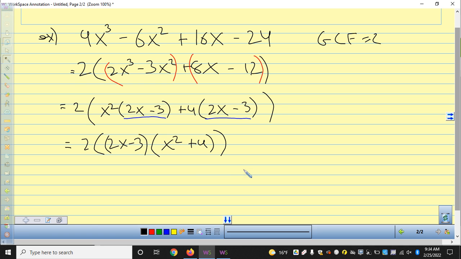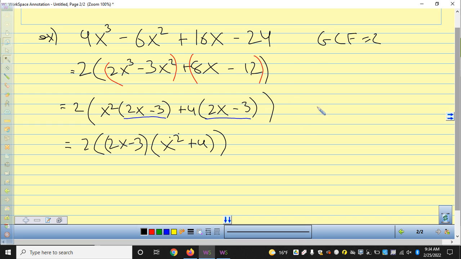Yes? Why would you get x squared instead of x without including x on there? Oh, this should be an x. Why did I write x plus 4? Oh, yeah, no, x squared. Right, but I meant 2x minus 3. So each of these has a 2x minus 3 factor in it. Oh, okay. So that's what goes out in front.